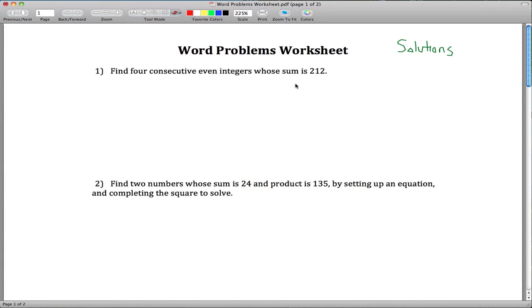All right, here are solutions to the word problem worksheet from class today in 111. The first word problem: find 4 consecutive even integers whose sum is 212.